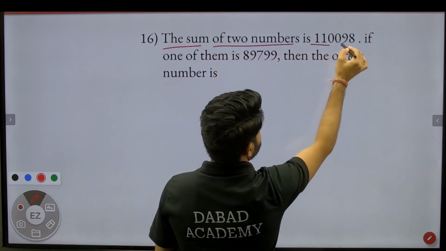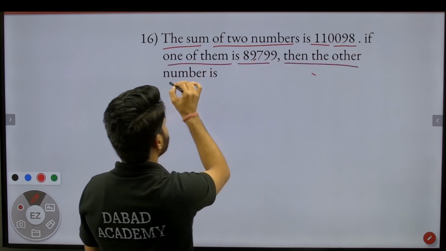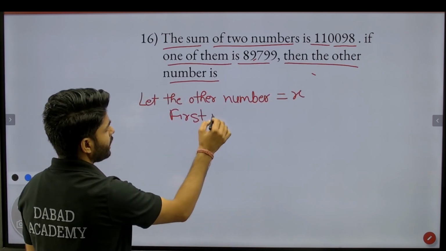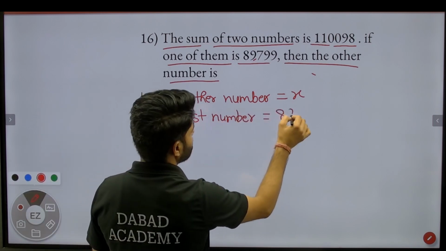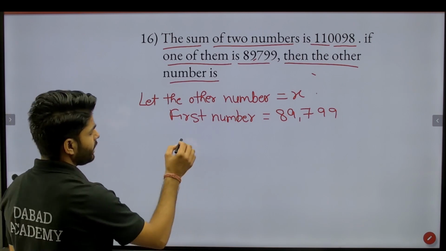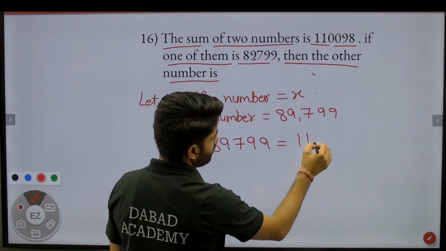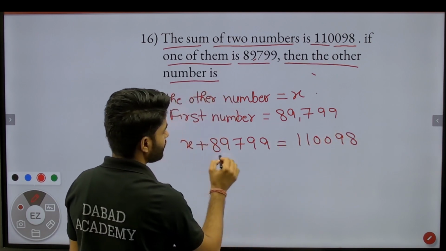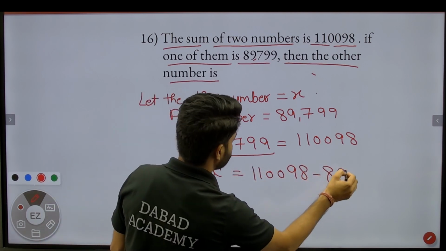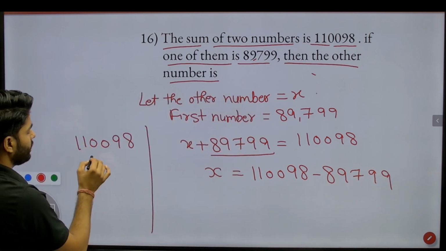Two numbers sum to 1,10,098. If one of them is 89,799, then the other number is, let the other number be x, and the first number is 89,799, which was already given in the question. The sum of these two numbers is x plus 89799 equals 110098. This number was plus with x. On the other hand side, according to the big plus formula, it will be minus. Now we have to subtract 89799 here from 110098.